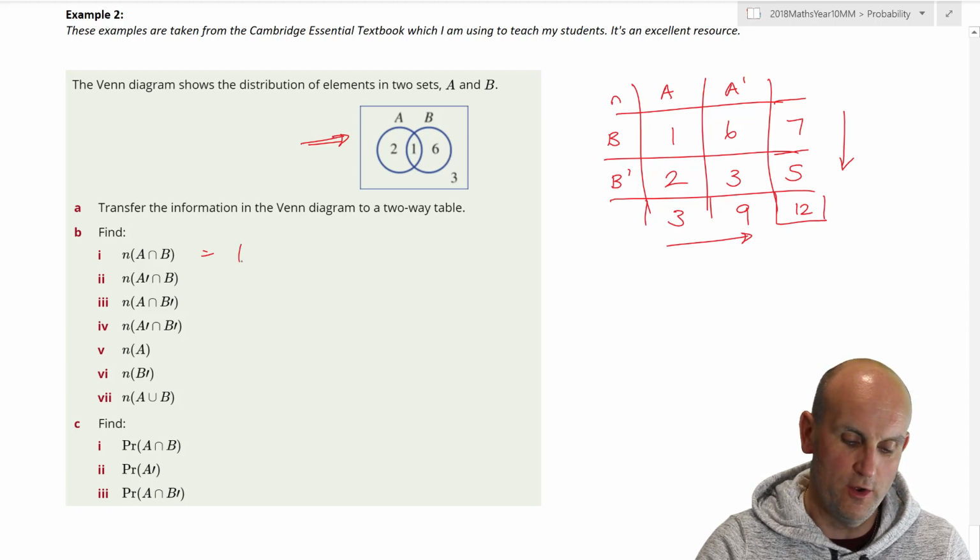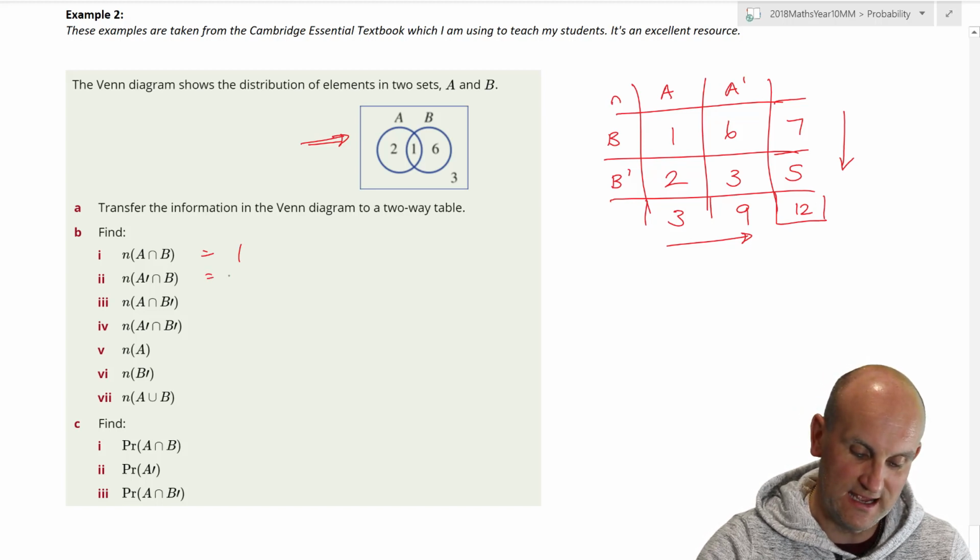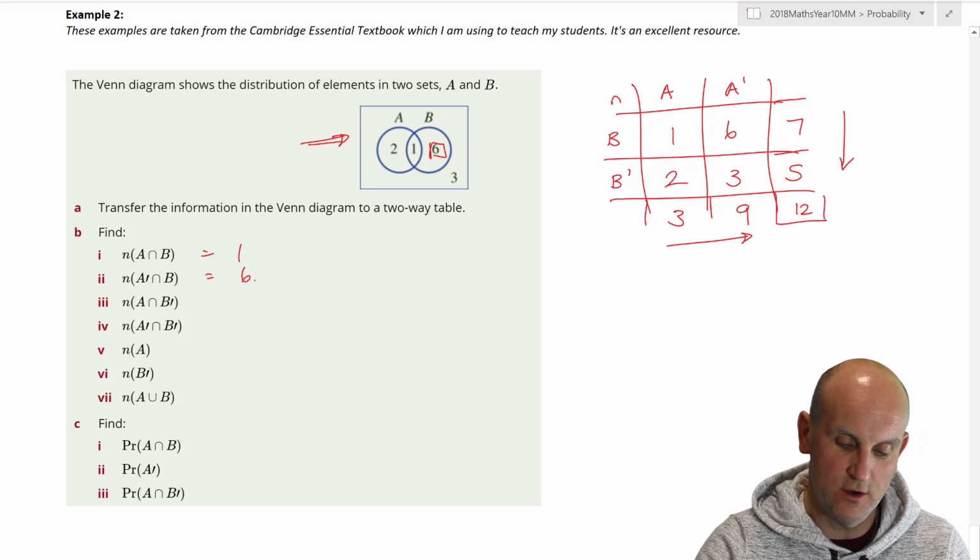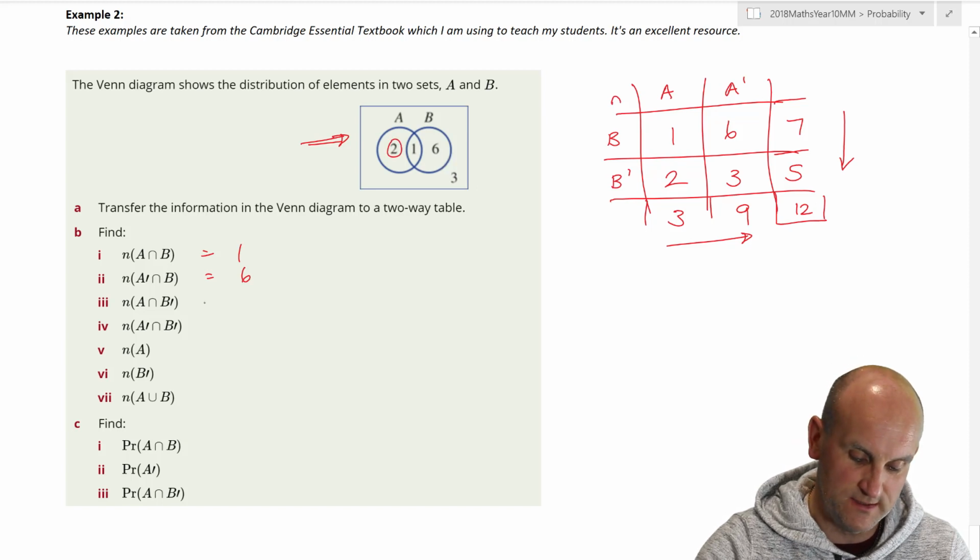The number in not A and B. The area that's not A and B. So it's just B on its own. Again, that's this area here, which is 6. A and not B. So I want the area that's in A but not B. All right, so that must be 2.